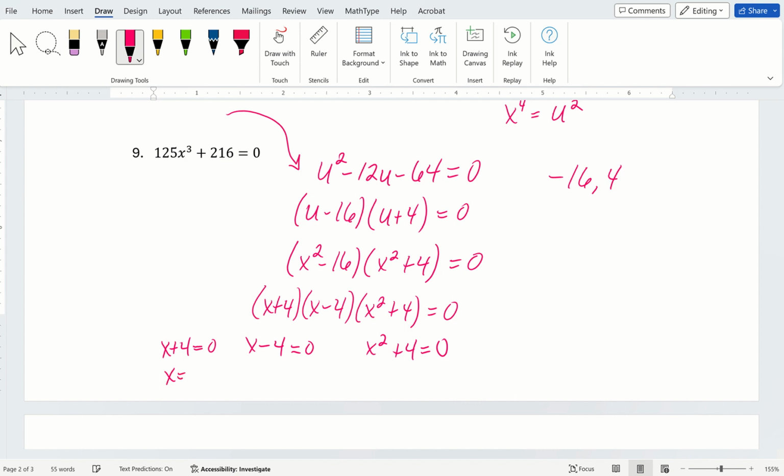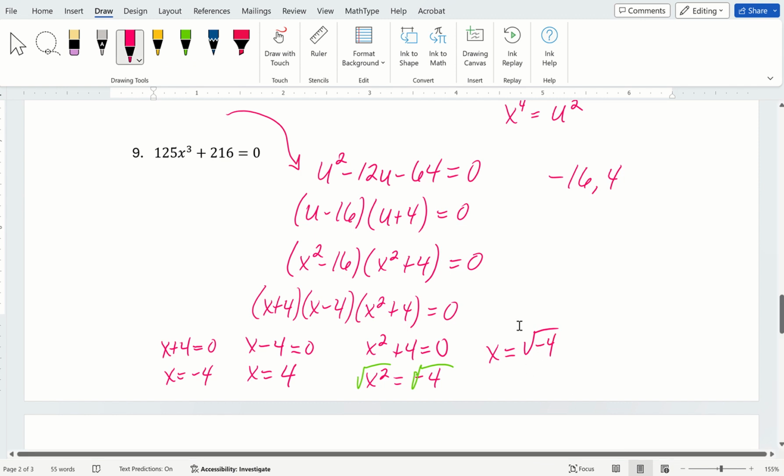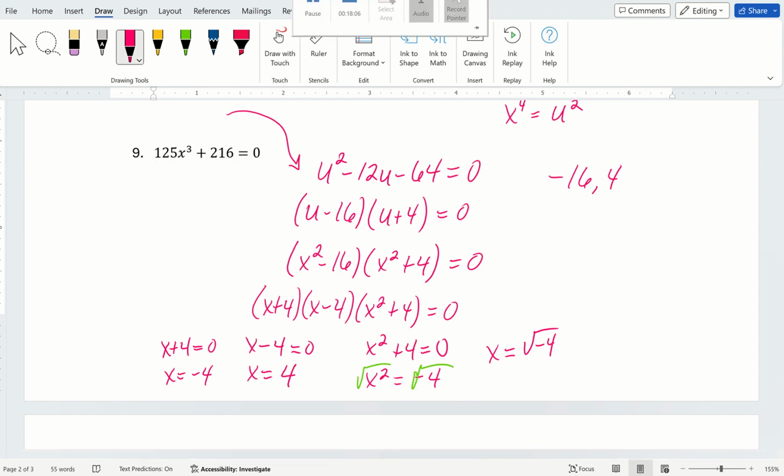These two are really quick to solve. X equals negative 4, x equals positive 4. Here, I'm going to have x squared equals negative 4. I'm going to take the square root of both sides. And I'm going to get x is equal to the square root of negative 4. So we have to simplify this. We can't have the square root of a negative. That's going to equal square root of negative 1 times the square root of 4.